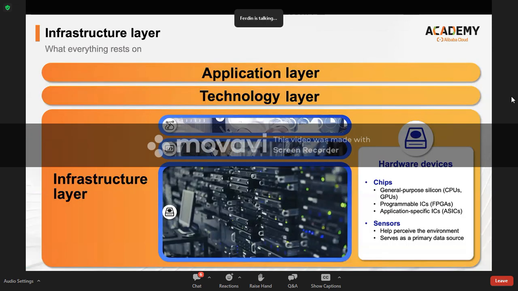The infrastructure layer has the hardware devices, as I mentioned. They consist of general purpose CPUs, GPUs, programmable ICs like FPGAs, and application specific ICs like ASICs. And then we have the sensors which help you perceive the environment and serve as a primary data source.